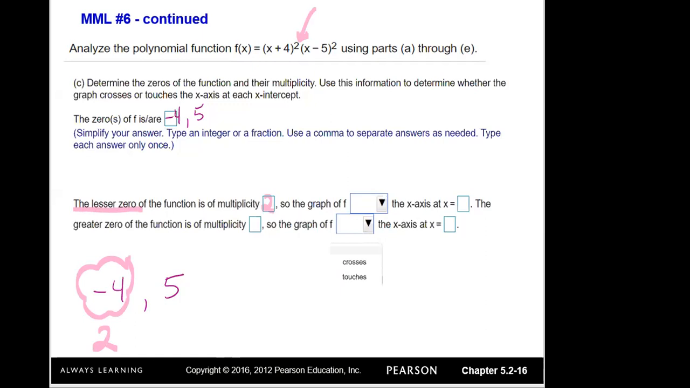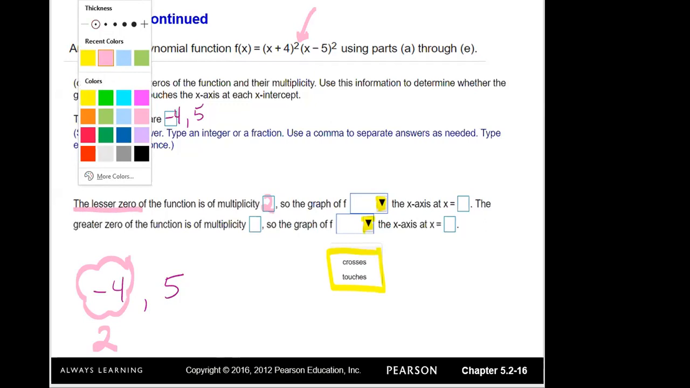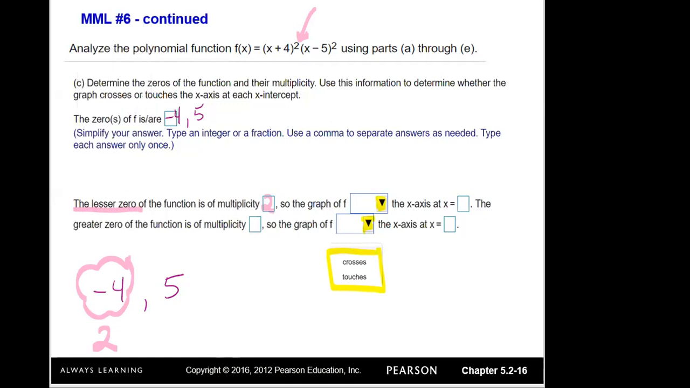So the graph, and again, you've got this drop-down box here, here and here, and your choices are crosses or touches. So since that is an even multiplicity, even, it's going to touch. So you'll choose touches at x equals negative 4. And then the greater zero, which would be positive 5, which also has a multiplicity of 2. That goes there. And then on this one, same thing. Touches, and it touches at x is 5.